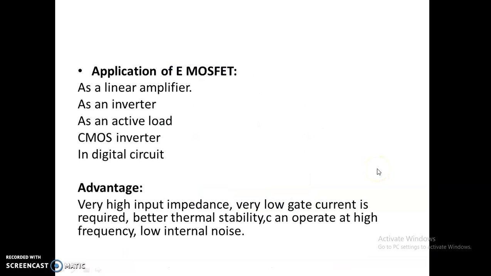What are the applications of E MOSFET? It is used as a linear amplifier, as an inverter, as an active load, in a CMOS inverter, and in digital circuits. Advantages include high input impedance, very low gate current required, better thermal stability, can operate at high frequency, and low internal noise. These are the advantages.